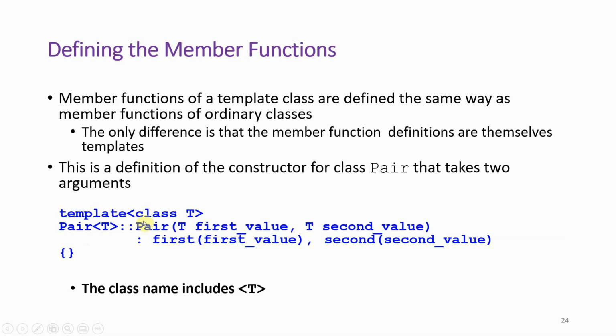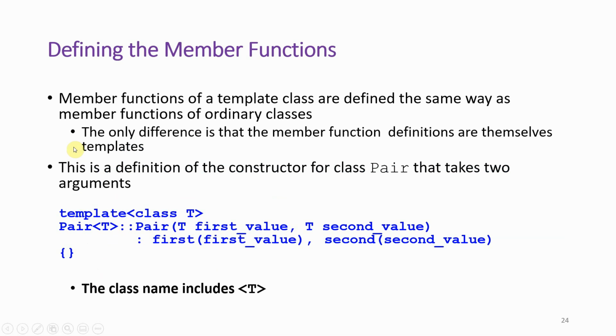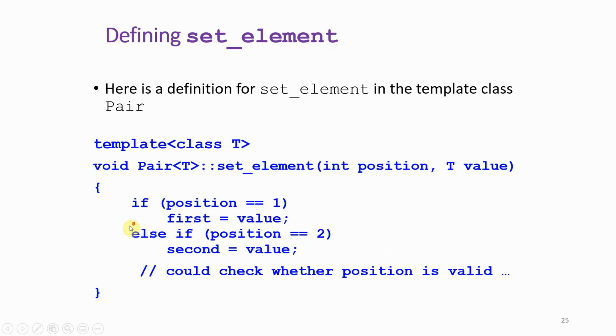Here I'm defining the non-default constructor for the class pair. If you're defining it outside the class, you have to include this prefix. You also have to know that the name of the class includes this angled bracket parameter type. If you define the member function inside the class, we don't need the prefix, and of course we don't need the scope resolution either.